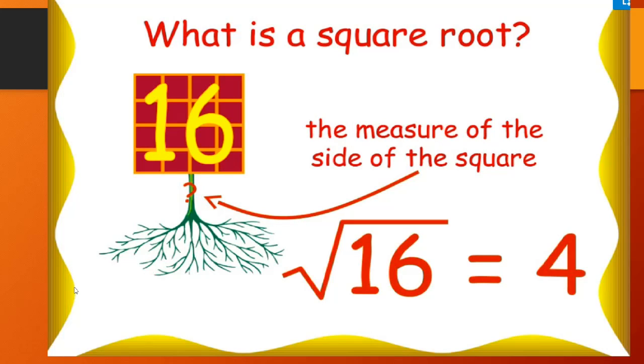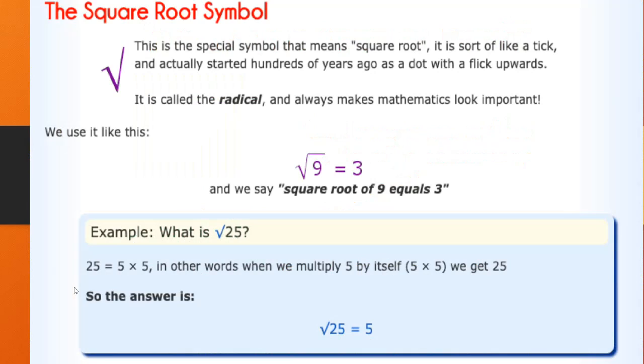What is a square root? The measure of a side of the square is a square root. Here's an example. The square root of 16 is 4. What do you think the square root symbol is? It is basically called a radical. And we use it like, we can say that the square root of 9 equals 3.